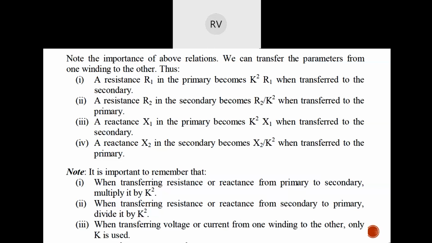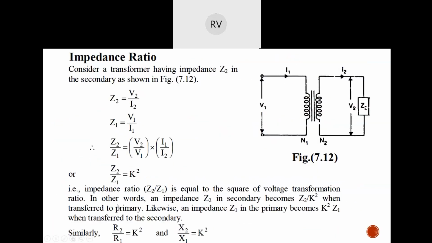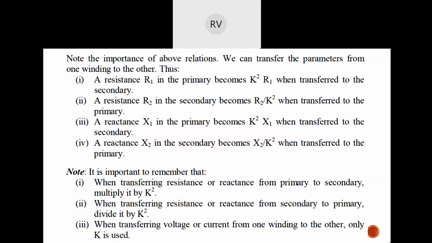Thus, a resistance R1 in the primary becomes K squared into R1 when transferred to the secondary. A resistance R2 in the secondary becomes R2 by K square when transferred to the primary. These are very important relationships. You have to remember all these relationships, because you will get problems on them, and in order to understand the further approximations, these relations are quite important. So you need to remember these formulas and the following relations. Okay, R2 by R1 is equal to K square, and X2 by X1 is equal to K square.